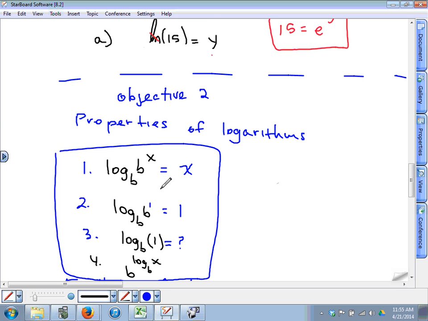Now, look at the pattern here, you guys. This is just a quick way to check if you've done these correctly. If you start with this as a base and raise it to that power, you should end up with what's inside the exponential. Isn't b to the x equal to b to the x? And right here, isn't b to the first power equal to b? So what I'm getting at is, what kind of a number can go here such that if you take b to that number, it's going to equal 1?